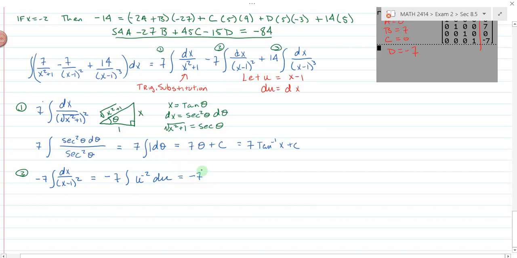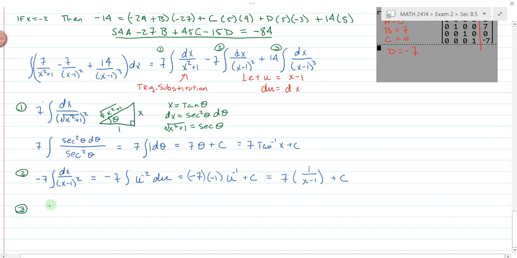So that's going to give us negative 7 times, I add 1 to the exponent, and that's going to make this a negative 1 times u to the negative 1. But I don't want to leave my final answer in terms of u. This is going to end up being 7 times 1 over x minus 1 to the first. The question was, where did this negative 1 come from? Well, when you integrate this, we add 1 to the exponent. Negative 2 plus 1 is negative 1. And then we divide by that new exponent. Well, dividing by negative 1 is the same thing as multiplying by negative 1.